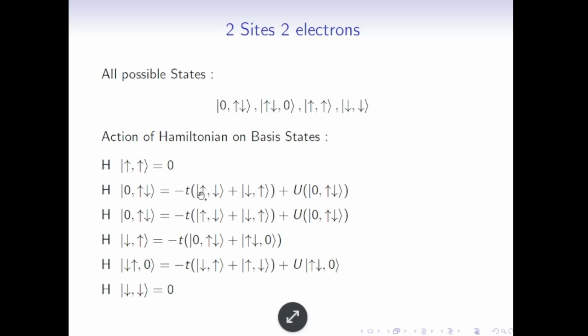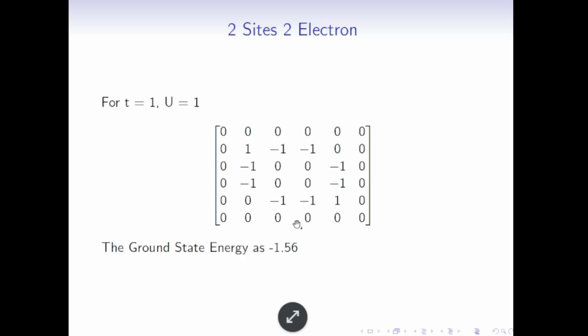So you simply use orthonormality to build this. So here is the matrix. Now if you want to do it with exact diagonalization, you have this matrix and we need to diagonalize it. Using any standard package, we can diagonalize this and get the ground state energy. This is how exact diagonalization works.